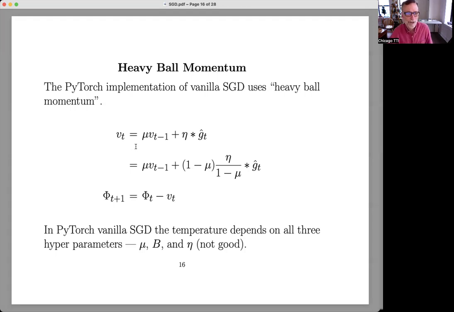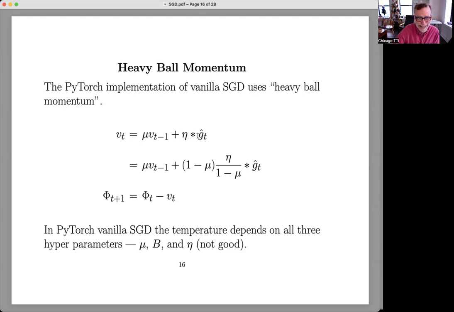The velocity of the ball is being slowed down by friction. So there's a number less than 1 here, which is the friction that the ball is experiencing. And then there's a force on the ball, which is a learning rate times the gradient estimate. So this is sort of naive heavy ball momentum. Now, the thing to note is that this is not a convex combination. In EMA momentum, it would look just like this, but this would be 1 minus mu. This would be beta, and that would be 1 minus beta.